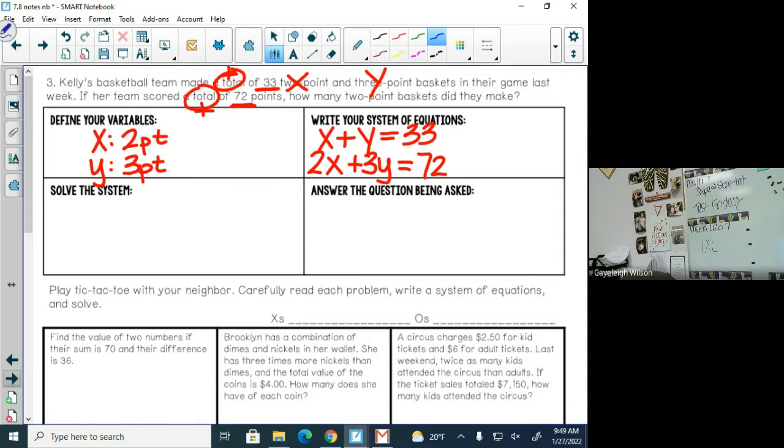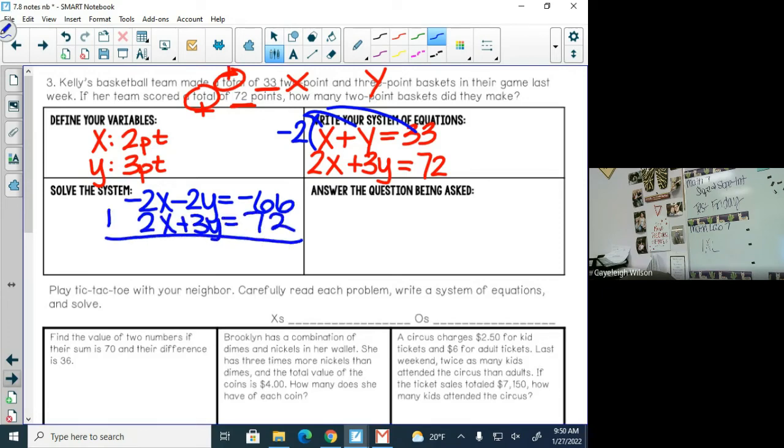All right. So just seeing those few people, most people eliminated the x's, which is fine. +2, so I'm going to make this one -2. So that's -2x, -2y, -66. I'm going to add them together. So -2 plus 2 is 0. -2 plus 3 is +1y, which is just y. -66 plus 72 is 6. So they made 6 3-pointers, and the question says, how many 2-point baskets did they make?